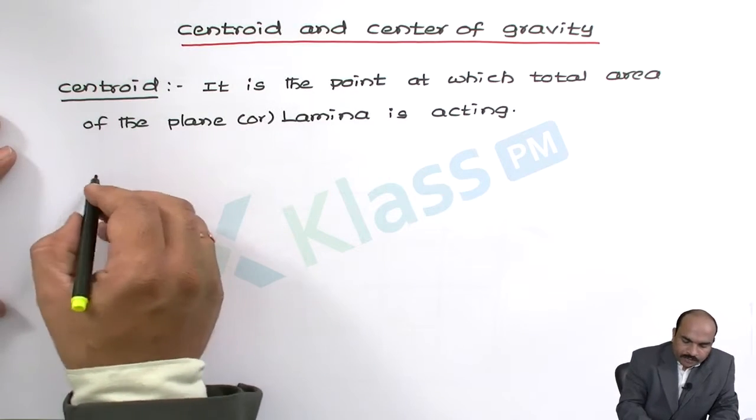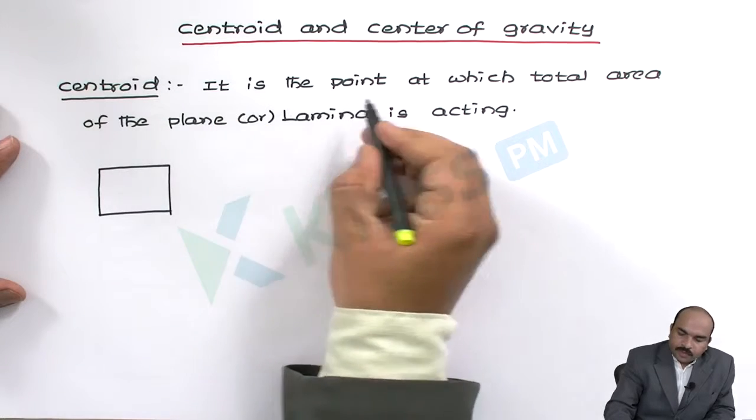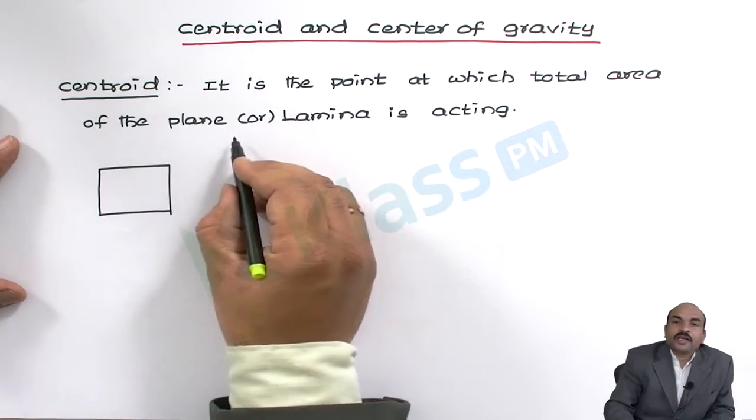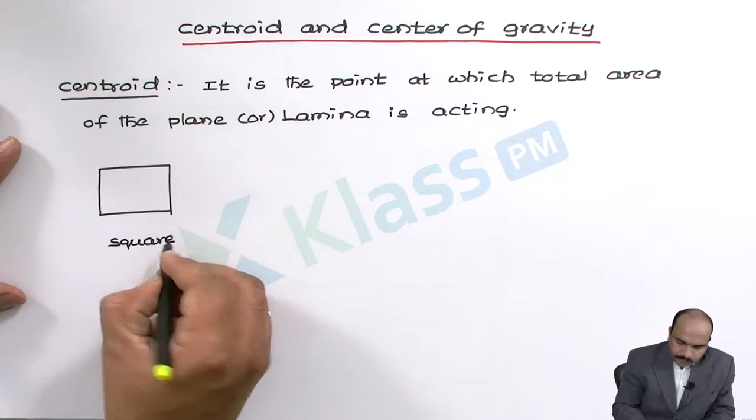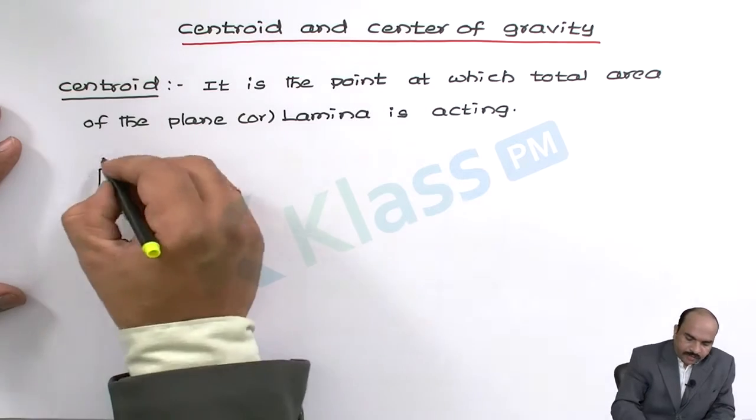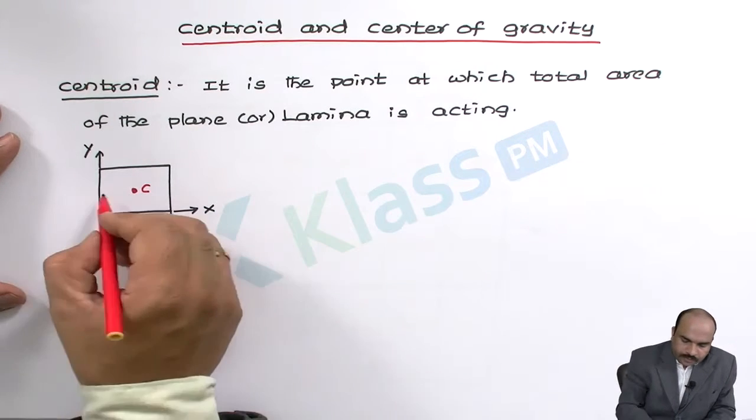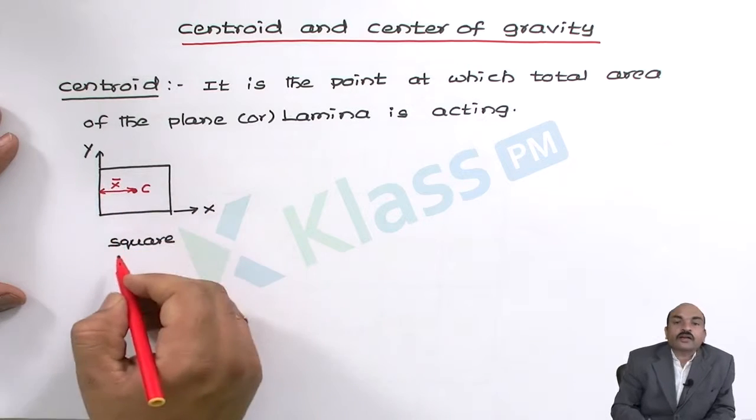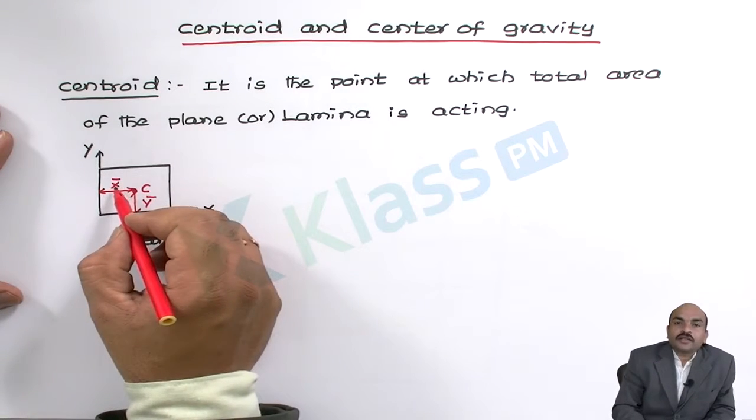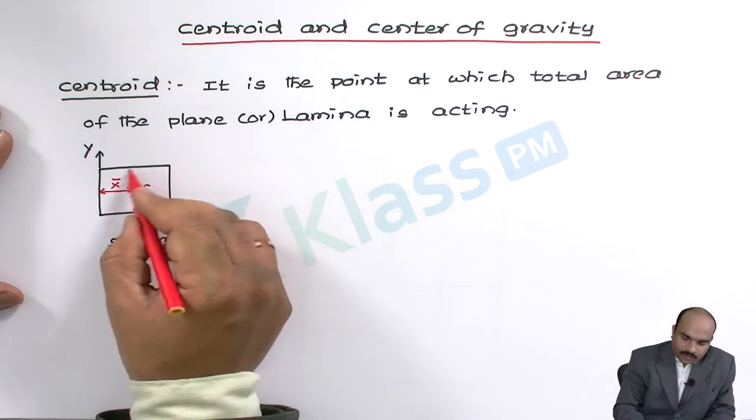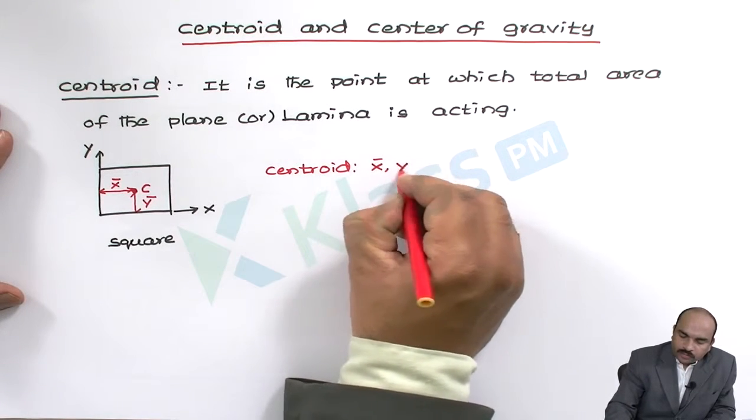Now let us take a simple diagram. So it can be defined as the point at which the total area of the plane or lamina is acting. Let us take, for example, this square plane. This is the x-axis and this is the y-axis. So this is the center of the square. This distance is x bar, let us say, and this distance is y bar. So centroid means the distance or the coordinates, like x bar, y bar, for the given plane is known as a centroid. So the centroid coordinates are x bar, y bar.